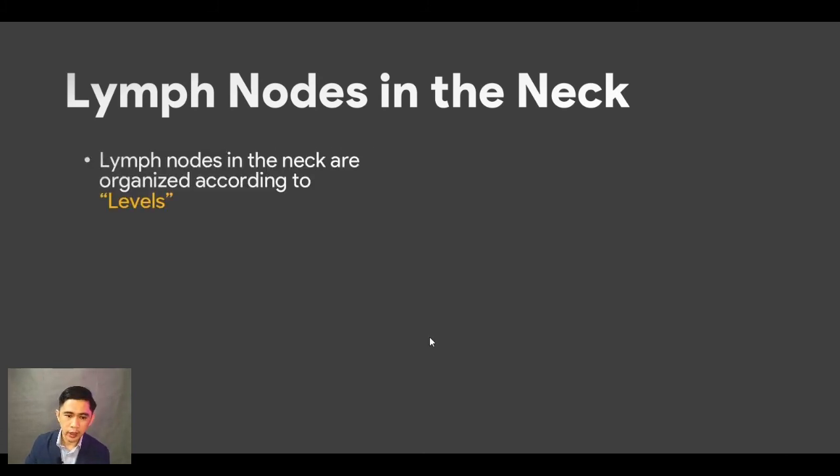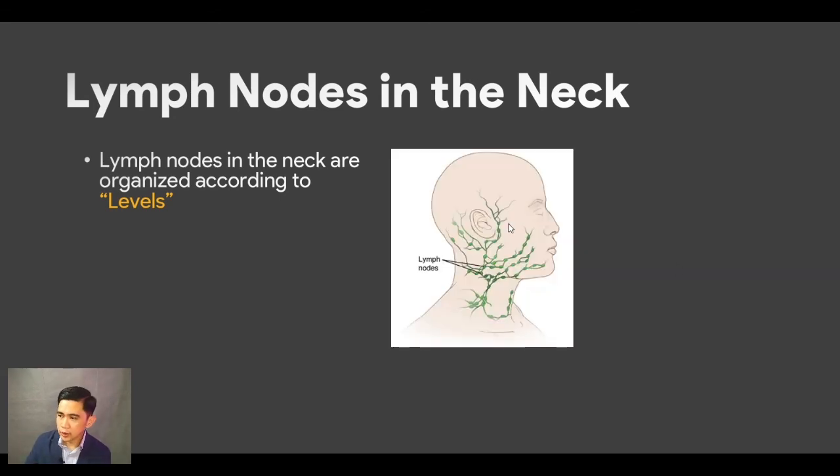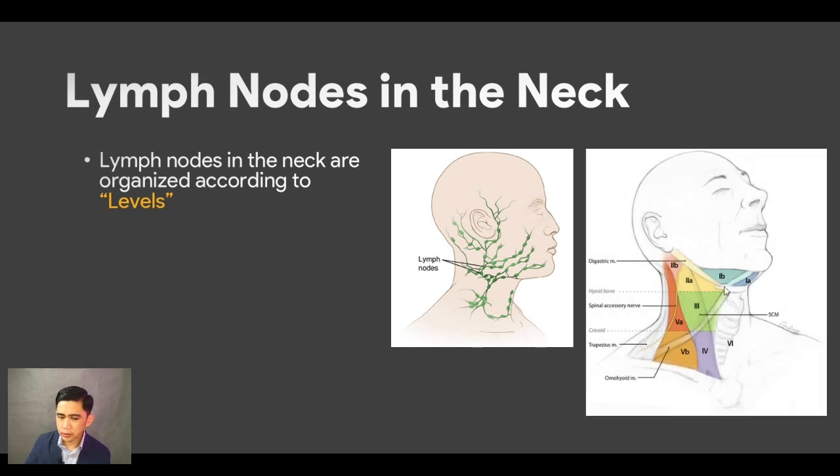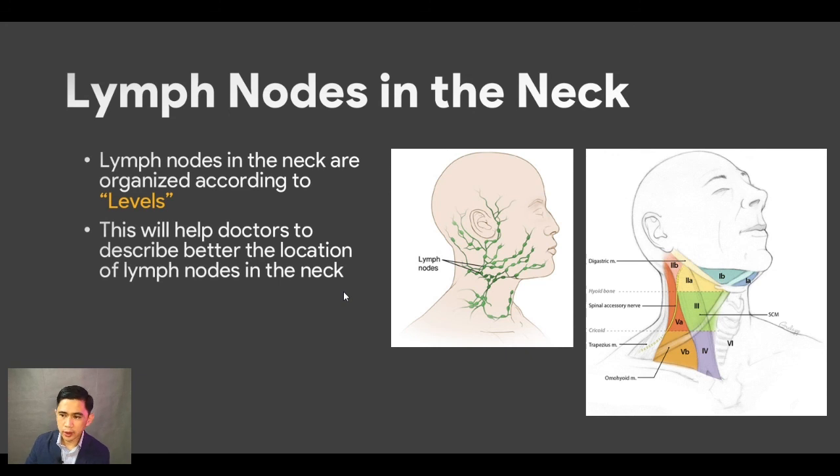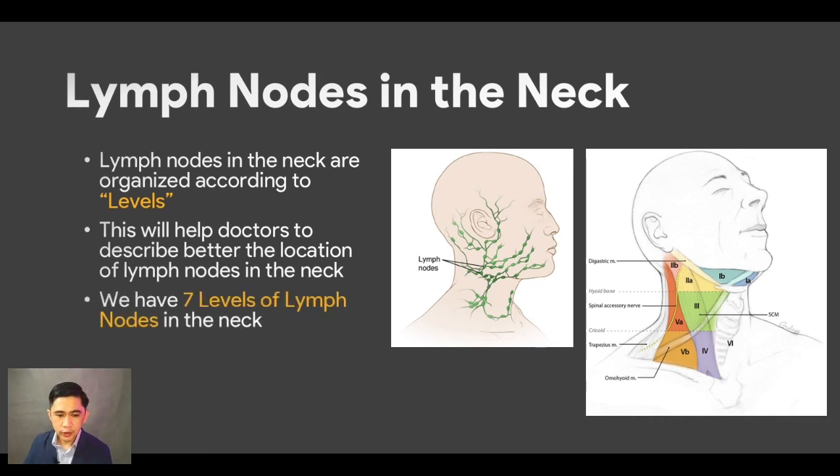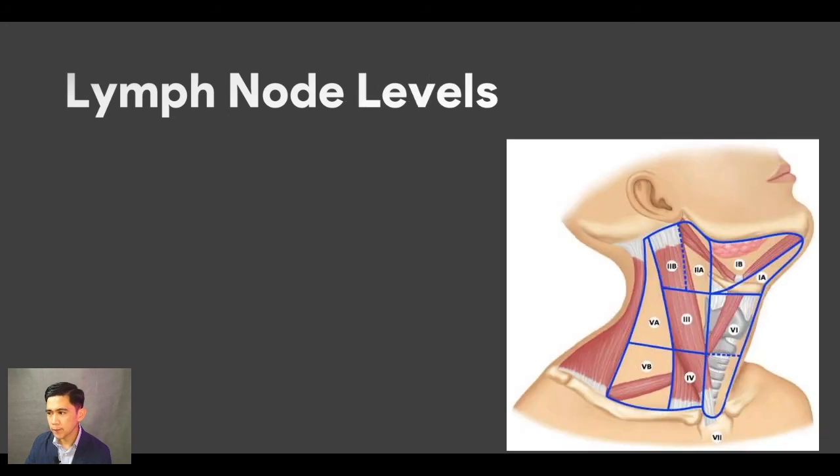The lymph nodes in the neck are organized according to levels. So we have different levels, like this one. These levels will enable doctors to better describe the location of lymph nodes. Of course, we have to precisely know where the lymph nodes are located. Otherwise, it's impossible because there are so many lymph nodes in the neck. So we have 7 levels of lymph nodes in the neck.